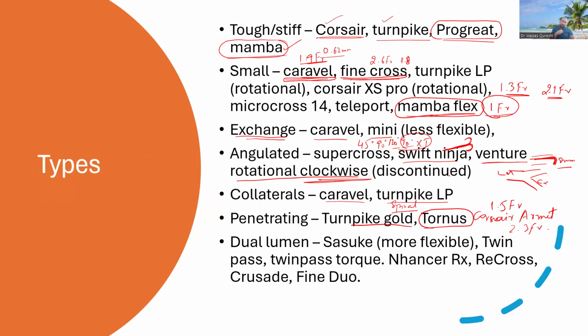So my method of using these is, if the small catheter does not cross, I use the smallest Mamba Flex or Caravel, then I switch from the small to the penetrating one and try that. And if that does not cross, then I just push it as far as possible and put the atherectomy wire and then try to do atherectomy through it.